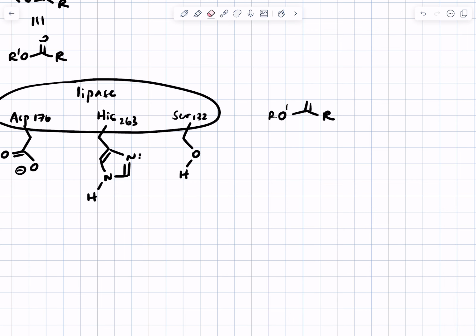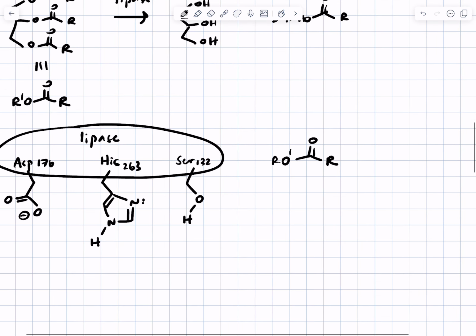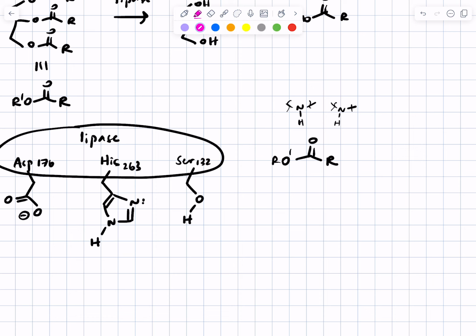The ester is placed at a location that has some hydrogen bonding groups adjacent or near the carbonyl oxygen. These are, I think, backbone amide bonds. They basically act to prepare the carboxylic acid to be attacked and to stabilize the resulting tetrahedral intermediate.